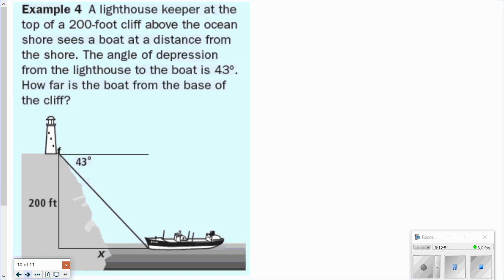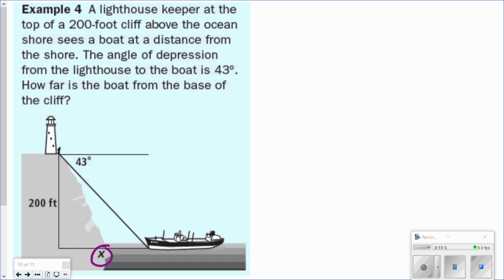So here's an example that deals with angle of depression. A lighthouse keeper at the top of a 200-foot cliff above the ocean shore sees a boat at a distance from the shore. The angle of depression from the lighthouse to the boat is 43 degrees. How far is the boat from the base of the cliff? So we want to figure out, what is this distance x?